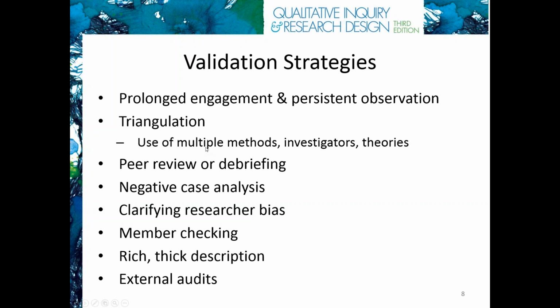You might want to use more than one of these methods, and that would increase your validation, right? You could use triangulation. You can use peer review, member check-in, thick description, and external audits. And each of these pieces increase the validity of your findings. So you wouldn't just want to use one, in fact.